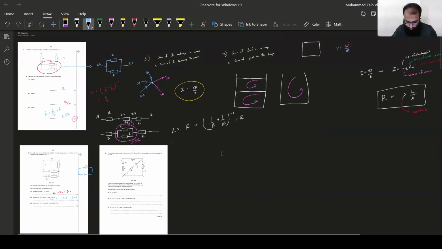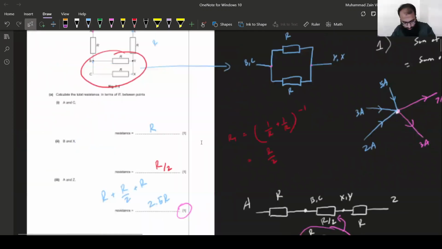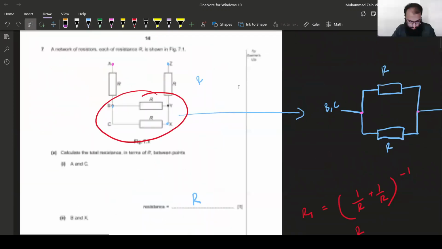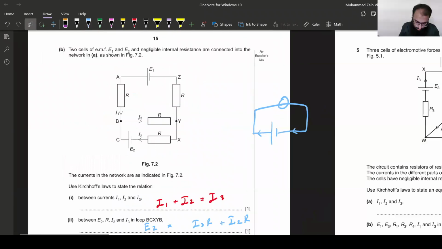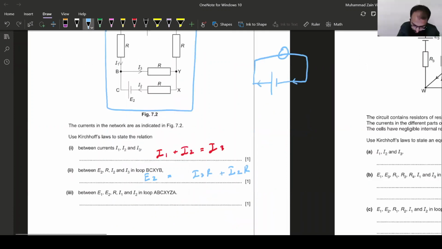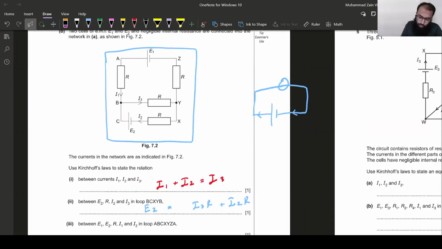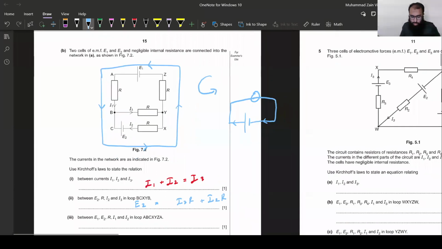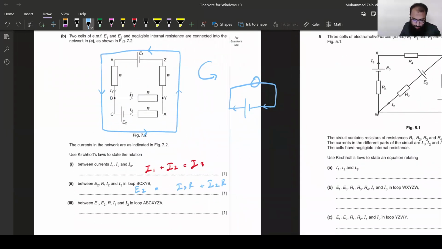Okay, so this time they're talking about this whole circuit, the one on the outer sides, A, B, C, X, Y, Z, A. Now I take my sign convention, which is counterclockwise. According to the sign convention, the direction of currents should be like this. Now I need to sum my EMFs and my potential differences. So first I write the EMFs.